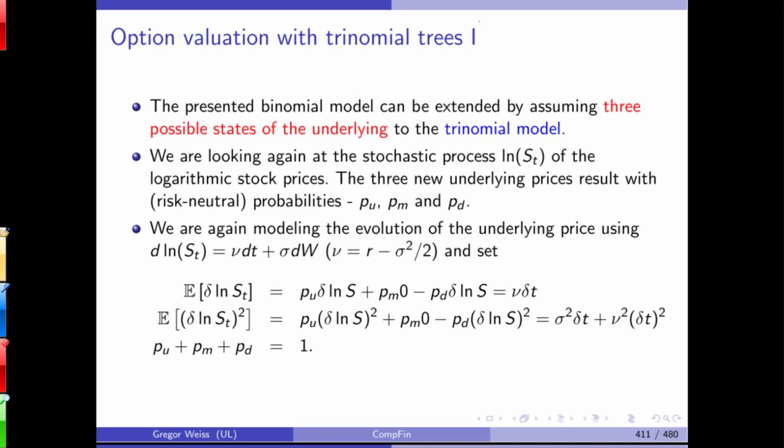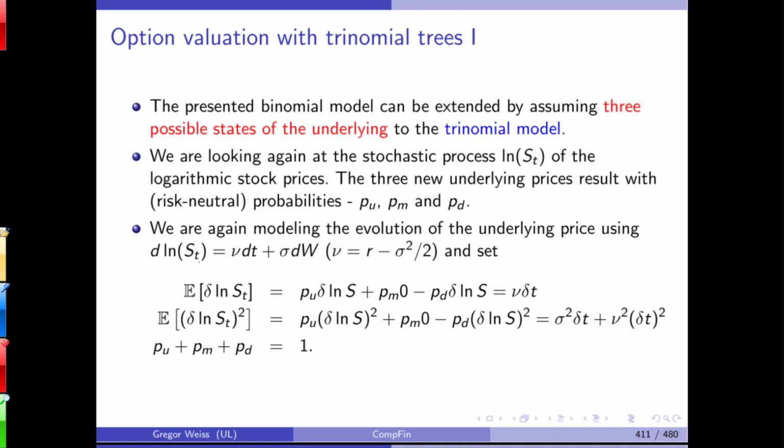We are again modeling the time evolution of the underlying price using geometric Brownian motion. So with the change in the logarithmic price being equal to nu dt plus sigma dW, we can set nu, the drift, to be equal to r minus sigma squared over 2. And then, remember what we did with the binomial model? We had the expectation and the variance for the binomial process, and the stochastic continuous process. And we now set the two equal.